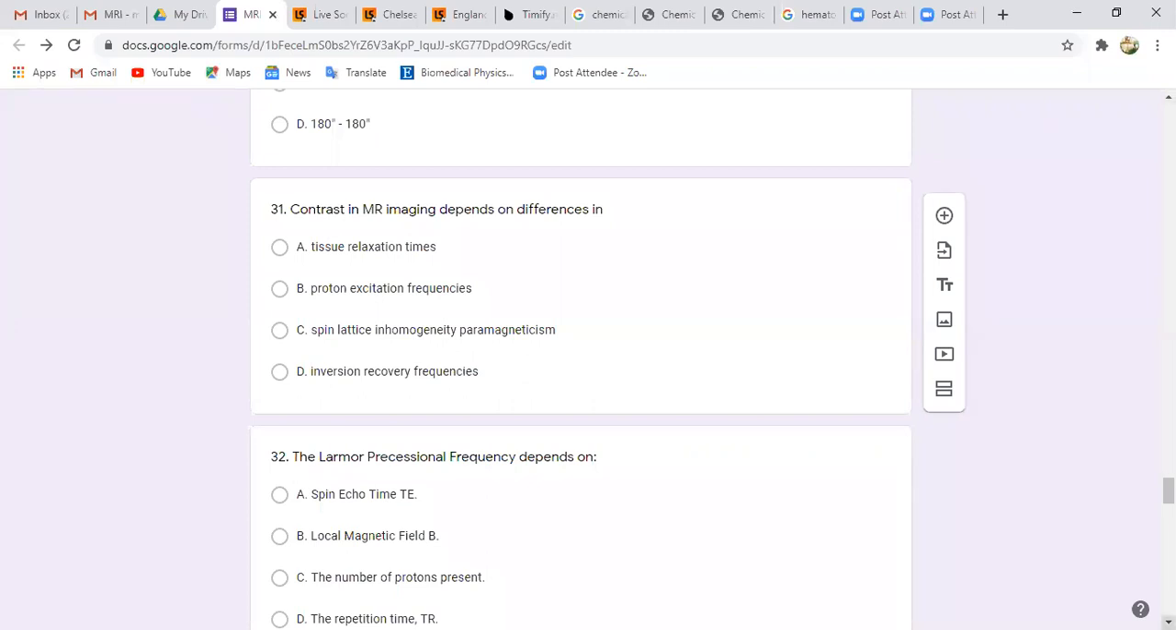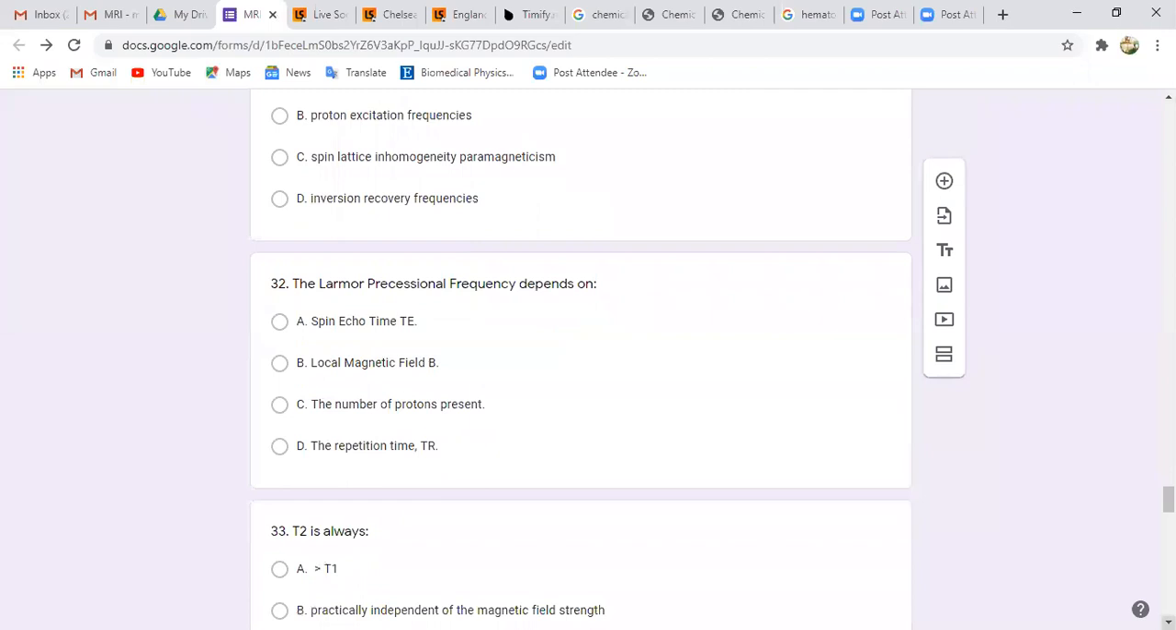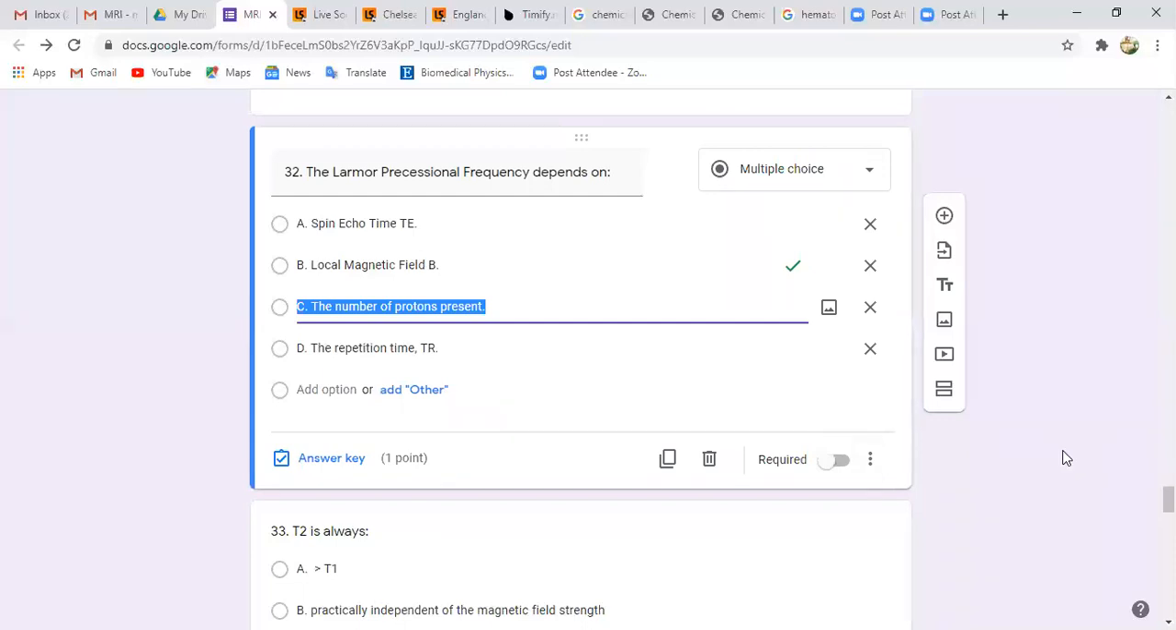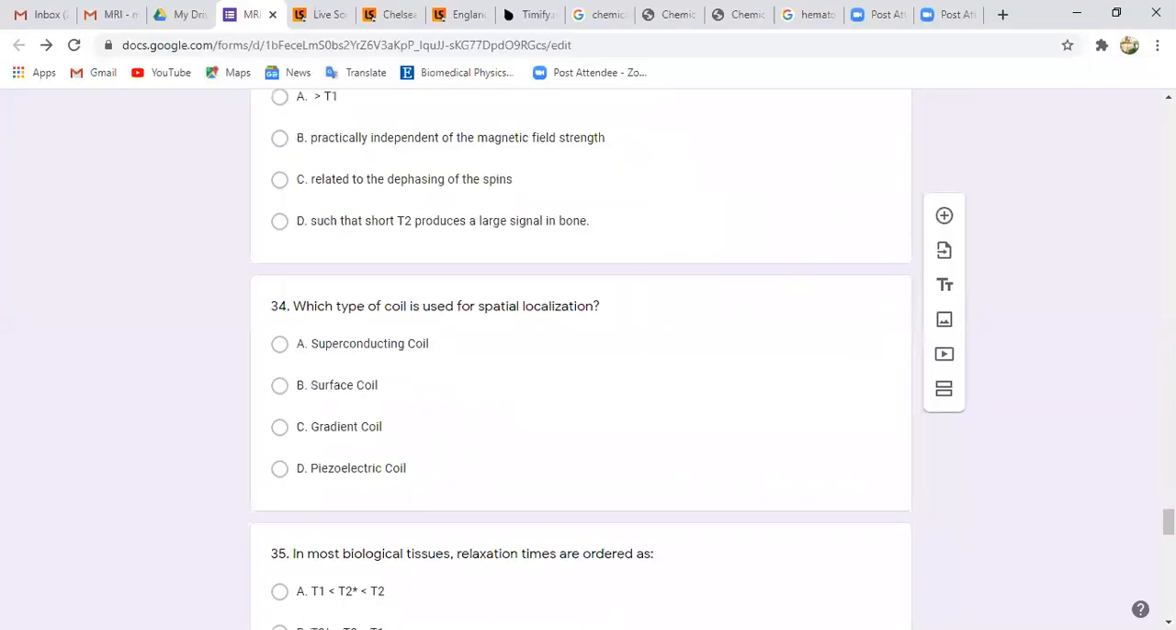32. The Larmor precessional frequency depends on which of these? B. Straight up. This is B. Let me put down much of this.